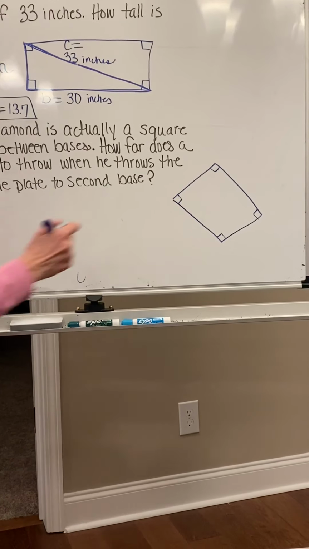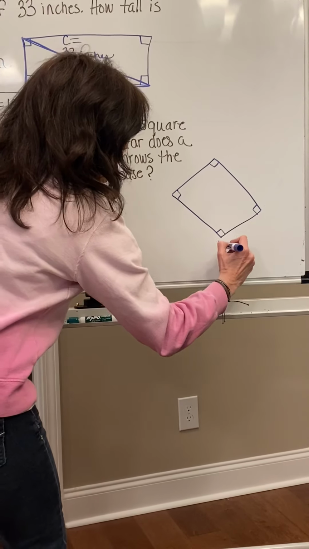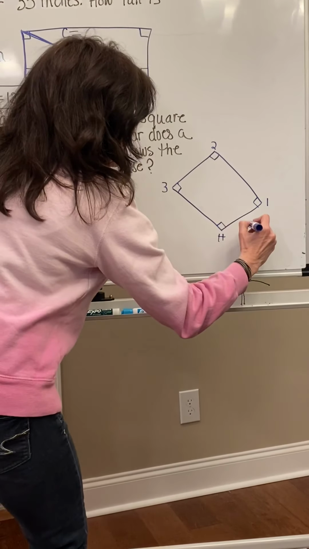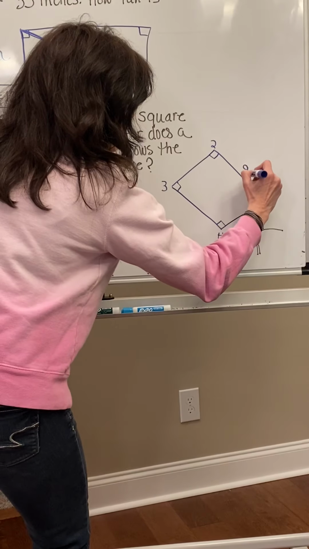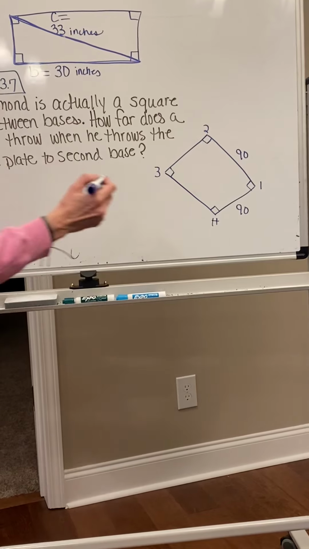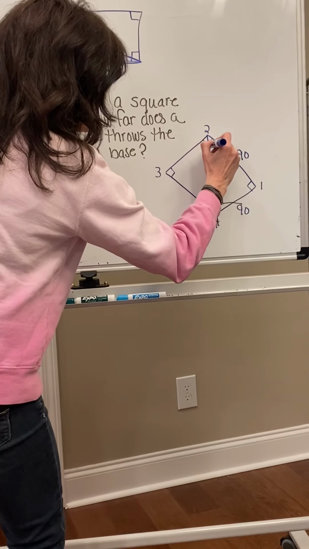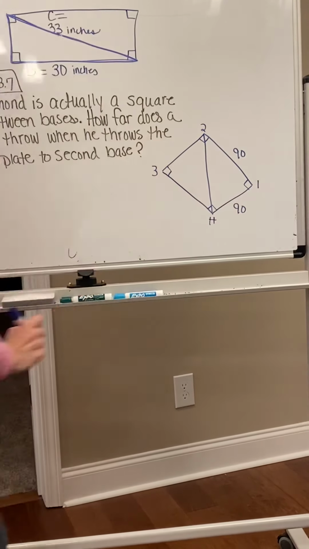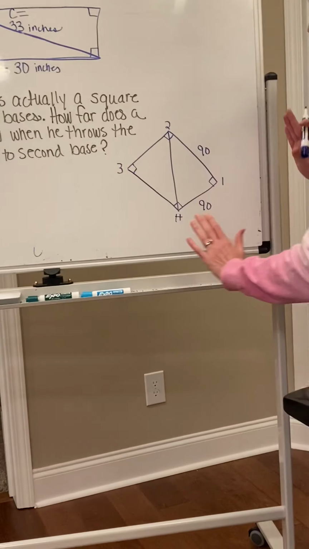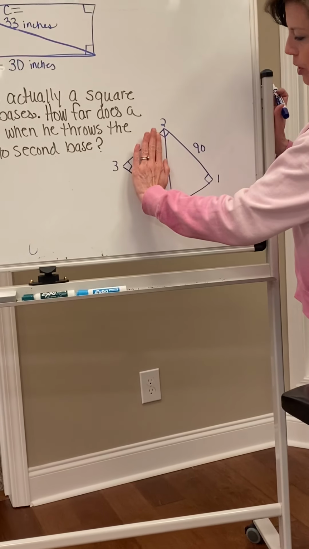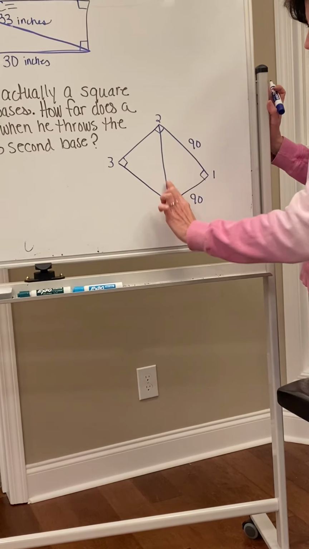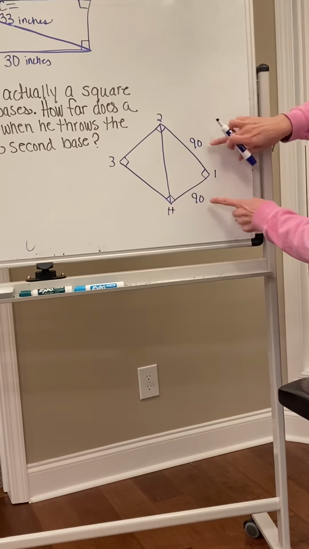And it says it's 90 feet between bases. So this is home, this is first, this is second, this is third base. And so all of these would be 90 feet in between bases. So the question is, if the catcher throws the ball from home plate to second, how far is that? Now, if you can picture this kind of turned on its side and you forget about this part of the problem, what I have right here is a right angle, and this is my hypotenuse, because these two are the legs.